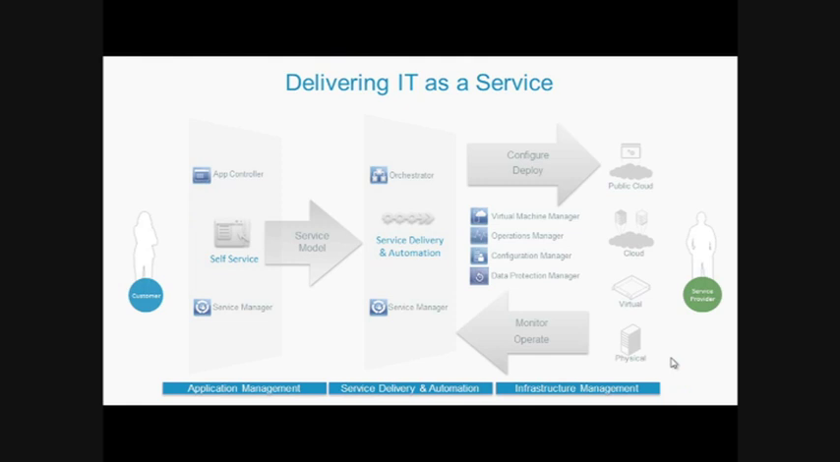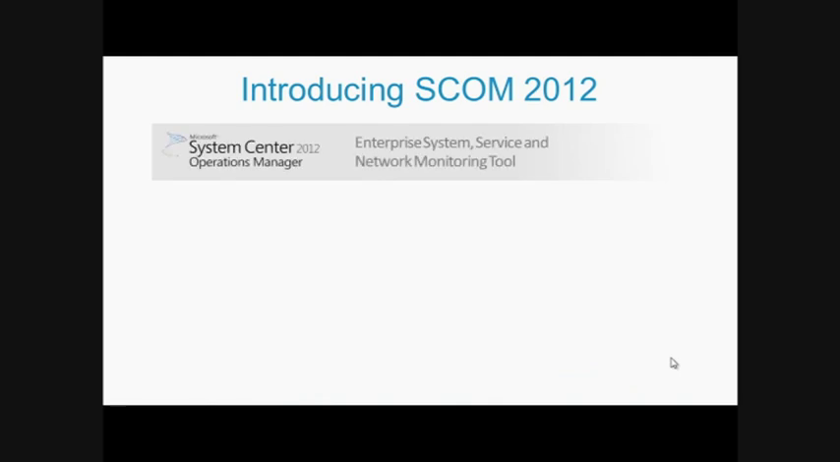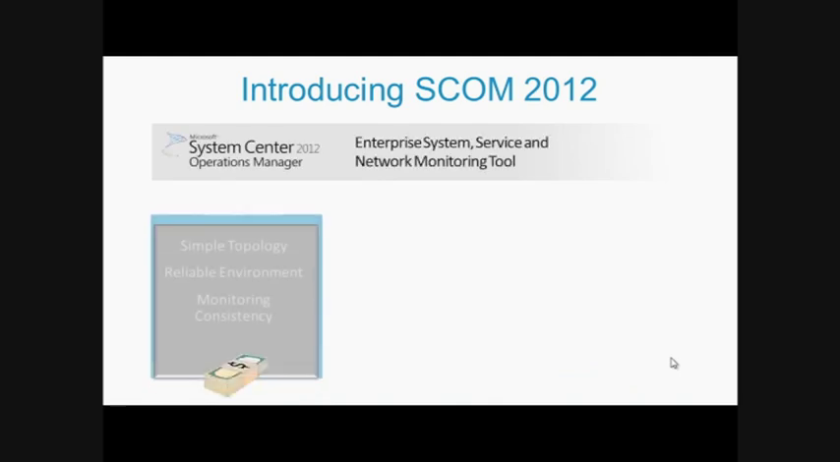So now we want to talk about monitoring our solution with Ops Manager. Firstly, it's an enterprise system, service and network monitoring tool. So the three key focus areas, firstly, was to reduce the total cost of ownership. And Microsoft did that by simplifying the topology that you needed to deploy to support your environment. And as a result, it actually made the solution more reliable because it became highly available out of the box.